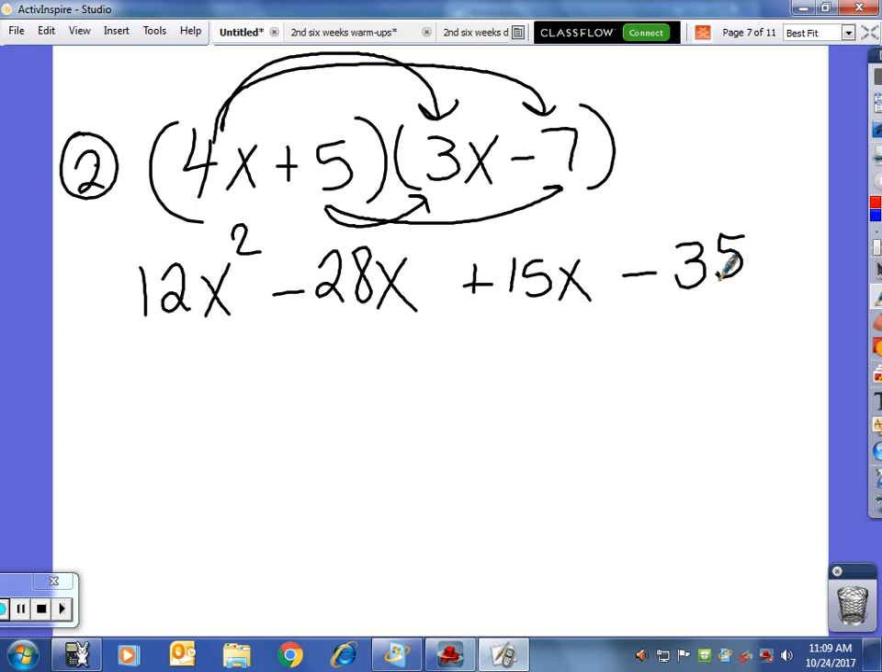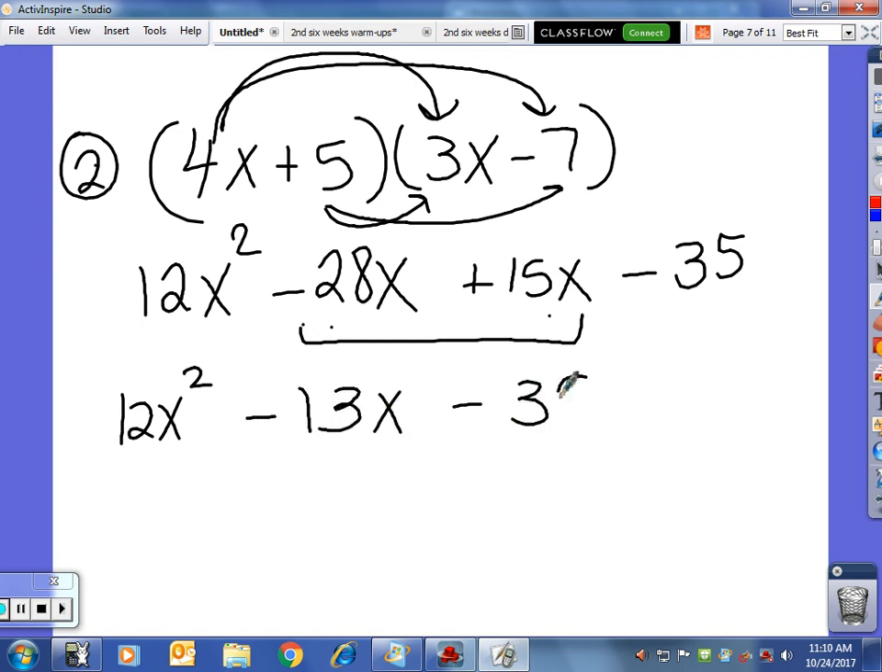Did I get 4 little products? Yes. All right, and then make sure you simplify if you can, and on these problems you should be able to simplify. 12x squared stays the same, but these are both x's. I need to combine them together. This is negative 13x, and then you have that minus 35 on the end.